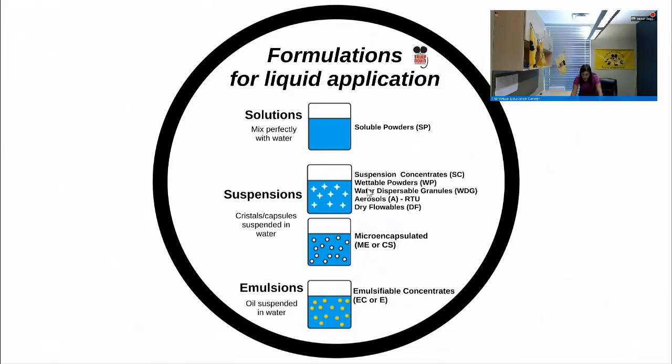Now, water dispersible granules and dry flowables are basically the same as wettable powders, but they are not dust, so the risk of inhalation is lower than with wettable powders. Aerosols are ready-to-use pesticides that generally come in a can. Pay attention to where it's spraying, and spray according to the wind, not against it, so it doesn't back up to you. Always wear the mask and all the PPE required on the label because there is a risk of inhalation.